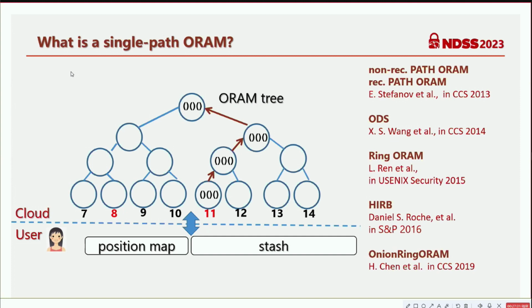The following ORAMs are single-path ORAMs. The non-recursive PATH-ORAM and the recursive PATH-ORAM are single-path ORAMs. ODS in CCS is a single-path ORAM. Ring ORAM in USENIX Security is a single-path ORAM. HIRB in S&P is a single-path ORAM. They all are single-path ORAMs.